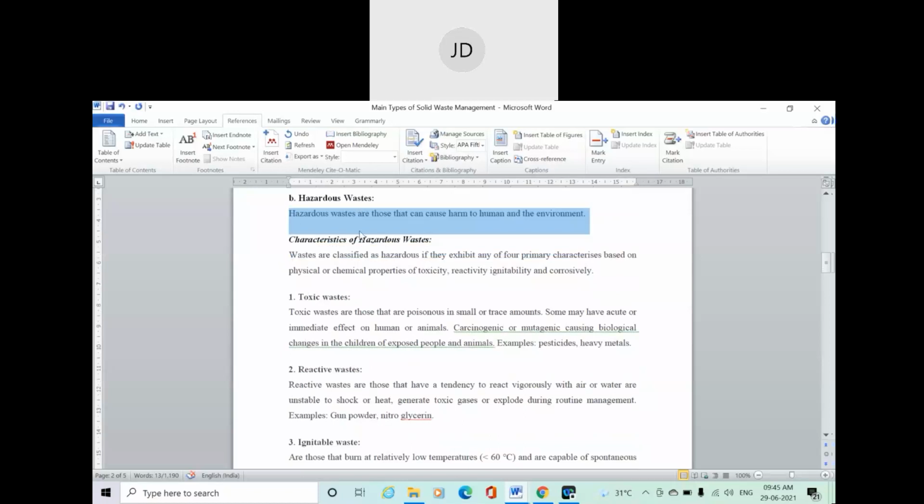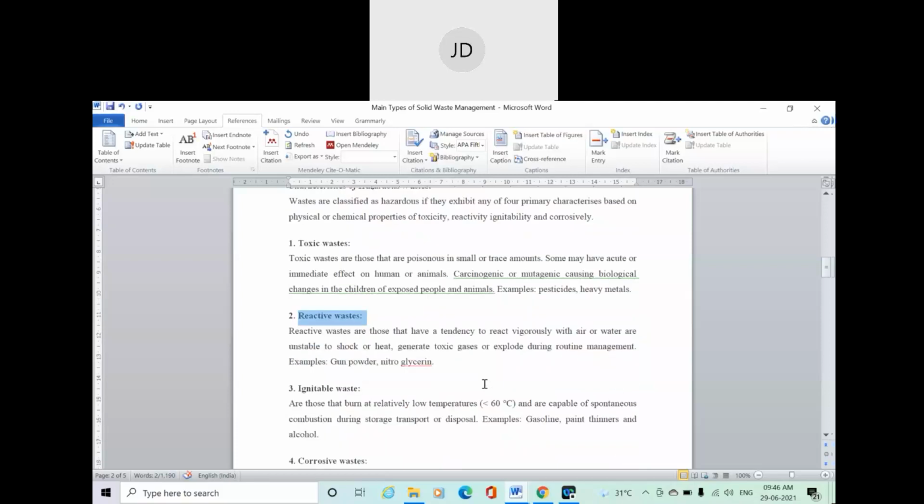Another classification under hazardous waste is radioactive waste. Radioactive waste has a tendency to react vigorously with air and water, is unstable to shock or heat, and generates toxic gases and explodes during routine management. So this is the classification of radioactive waste. As examples, you can consider gunpowder and nitroglycerin. All these are waste matter coming from explosives industries, or you can consider a nuclear plant. So they are under radioactive waste. There might be different examples also. You can also search on the web.